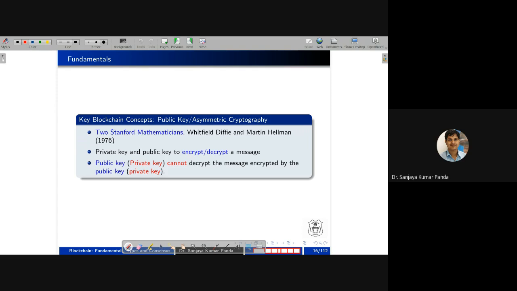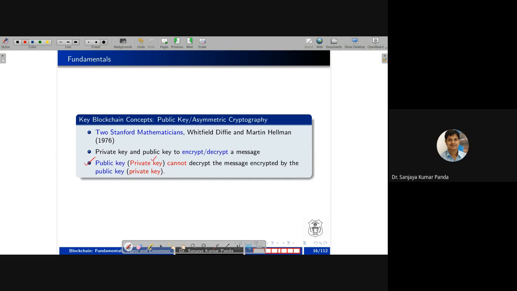But one interesting fact you can see here: a public key cannot decrypt a message encrypted by a public key. Okay, public key means your username, right? A username cannot be used to decrypt a message which is encrypted by the public key of another person, right? You have to use the reverse one. Public key you can use private, private key you can use public, but not the same thing. Similarly, a private key cannot decrypt a message encrypted by a private key. That's why we say that in asymmetric cryptography there is a pair of public key and private key.